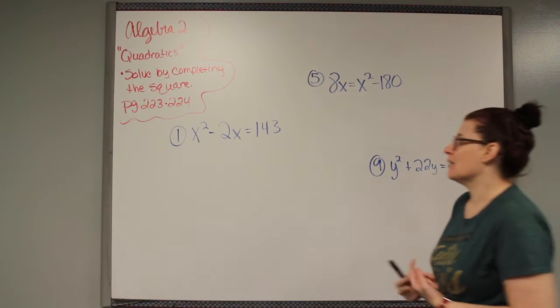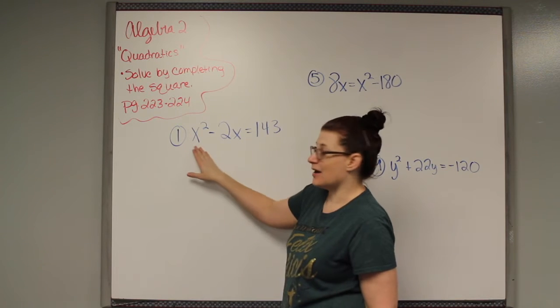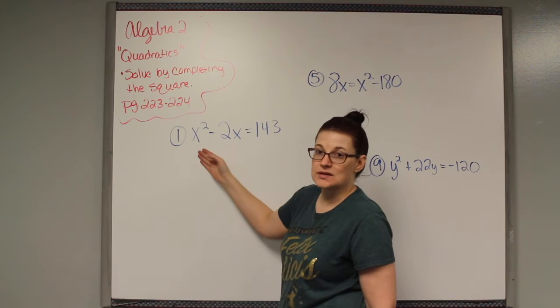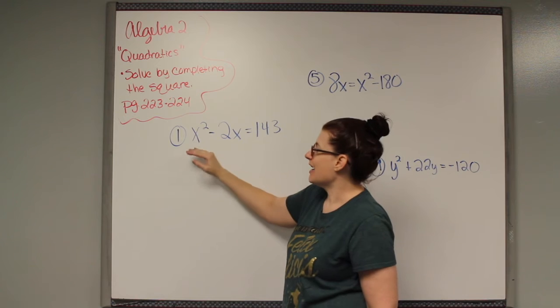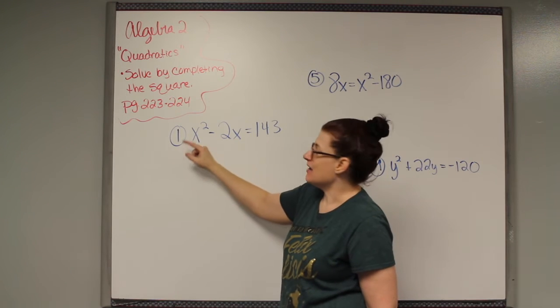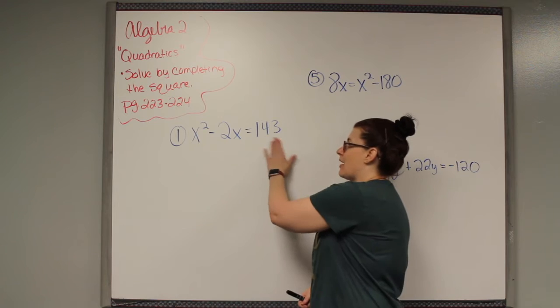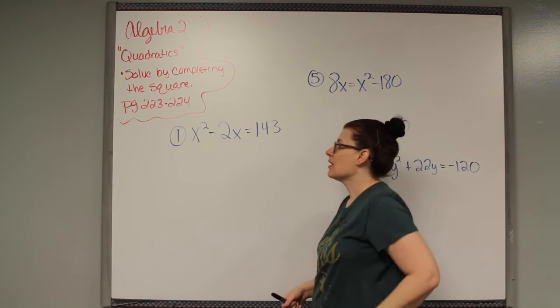Things you want to look at when you're solving by completing the square. You want your x squared term and your regular x term on one side by itself, and you want no number in front of x squared, and it must be positive. If this is negative, I need to move it to this side to make it positive. You want your regular number on this side of the board, okay?